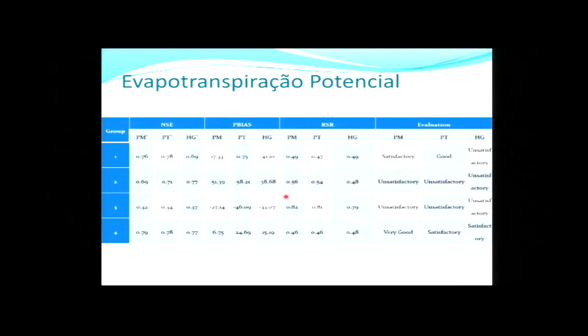So here are a few of the statistics. We looked at Nash-Sutcliffe, percent bias, and RSR for each one of the four scenarios, and also tried the three different available methods for evapotranspiration in SWAT. So this is Penman-Monteith, this is Priestley-Taylor, and this is Hargreaves, in each one of them.